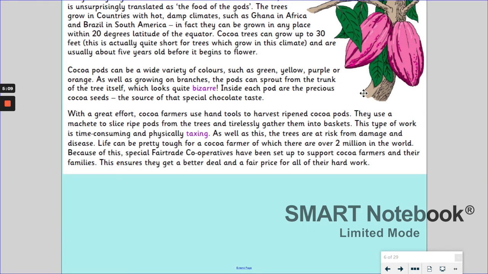With great effort, cocoa farmers use hand tools to harvest ripened cocoa pods. They use a machete to slice ripe pods from the trees and tirelessly gather them into baskets. This type of work is time-consuming and physically taxing.